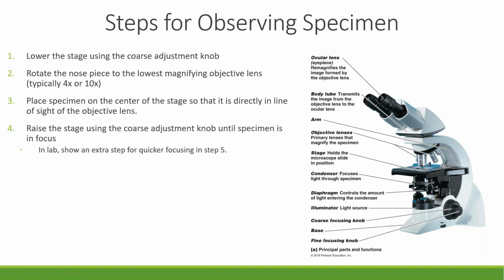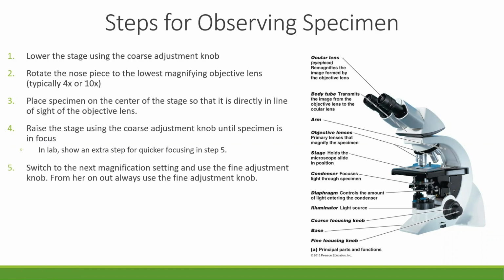Now we need to raise the stage back up using the coarse adjustment knob. Again, that's down here. It's a larger inner knob. You're going to raise it up slowly while looking through your ocular lens, patiently waiting until you bring that glass slide into focus. And I'm going to have an extra step, which I'm going to show you in lab. But bringing it up into focus, we just keep this nice and simple. We're ready to then move on to the next step.